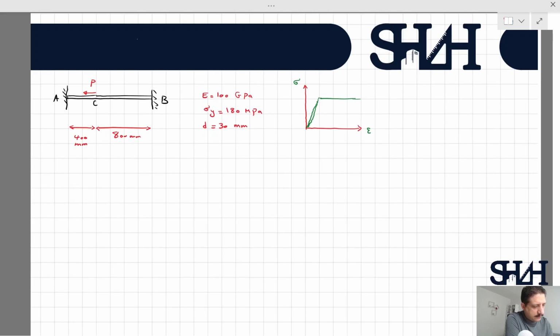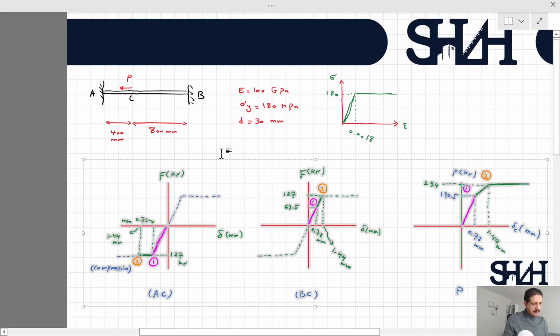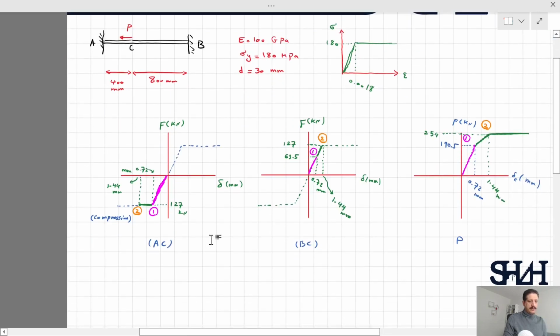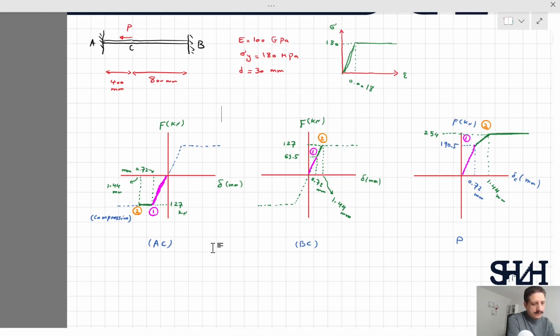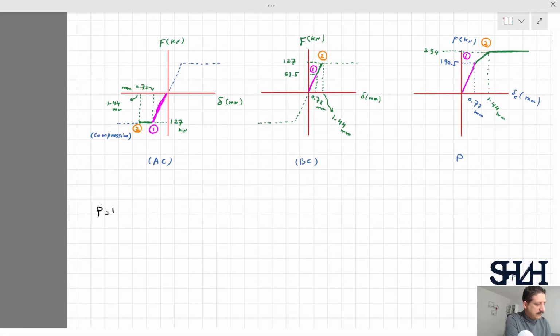Sigma and epsilon: 180 megapascal, and 0.0018 was the epsilon y. And this is how it looks after applying the load. We can increase the load up to 254 kilonewton, and then the system will be a mechanism, meaning that it cannot hold the load and it will be completely plastic. Now, the first example is to assume the force is going to be 160 kilonewton. What would happen?